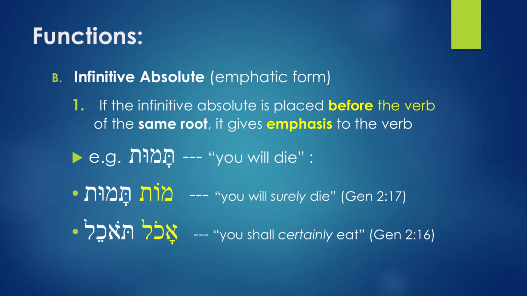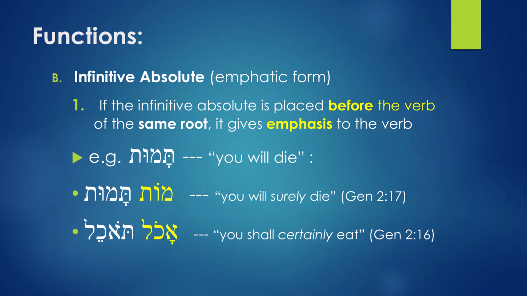Let's look at function number 1. If the infinitive absolute is placed before the verb, and this is before the verb of the same root, and these are called cognate roots. So if the infinitive absolute is placed before the verb of the same root, then the function is that it gives emphasis to the verb. I want to repeat, if the infinitive absolute is placed before the verb of the same root, its function is to emphasize the verb. Let's look at this example. And we're going to use the verb tamut. Tamut means you will die.